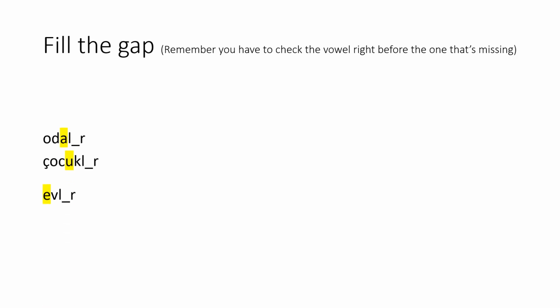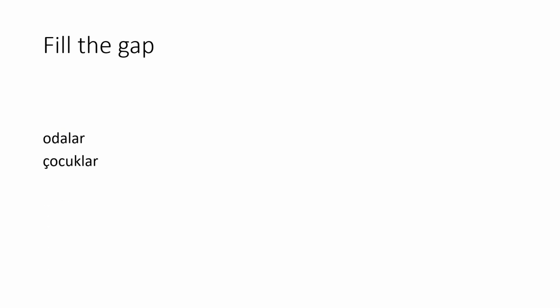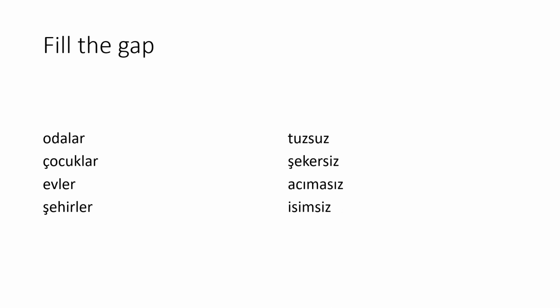Here you have to fill the gap. Remember, you have to check the vowel right before the one that's missing. And you can pause the video to take your time. So we have odalar, çocuklar, evler, şehirler, tuzsuz, şekersiz, acımasız, isimsiz.